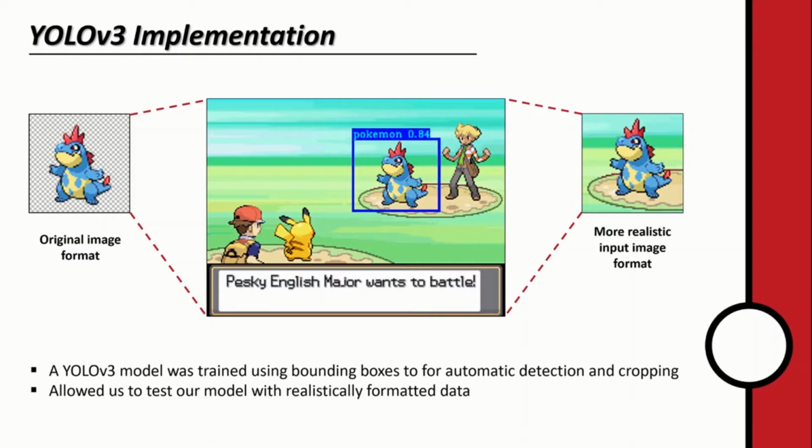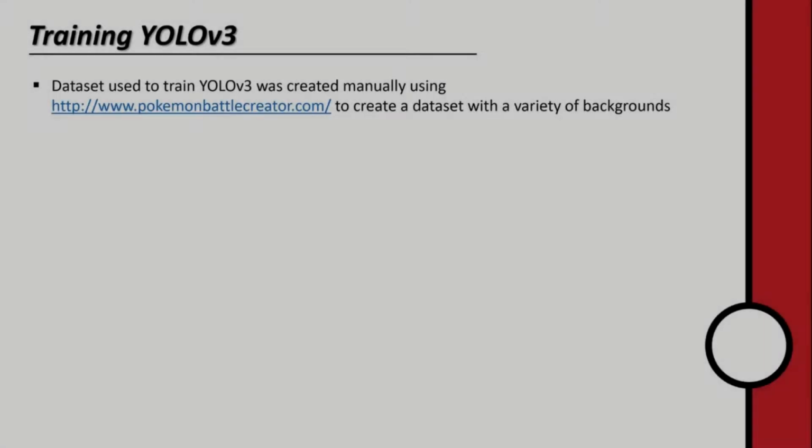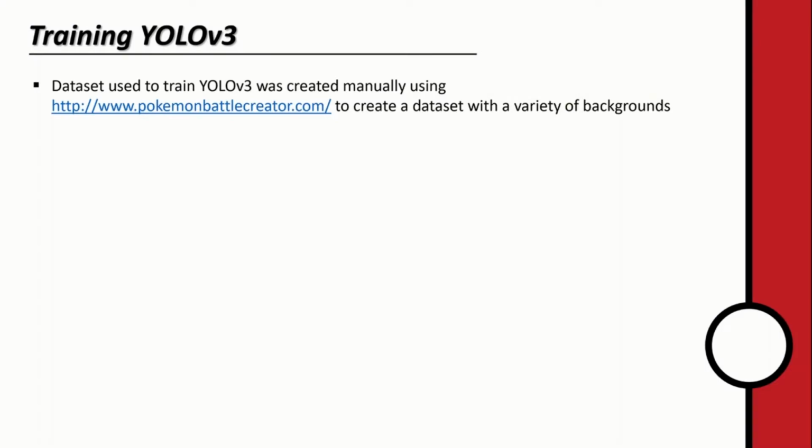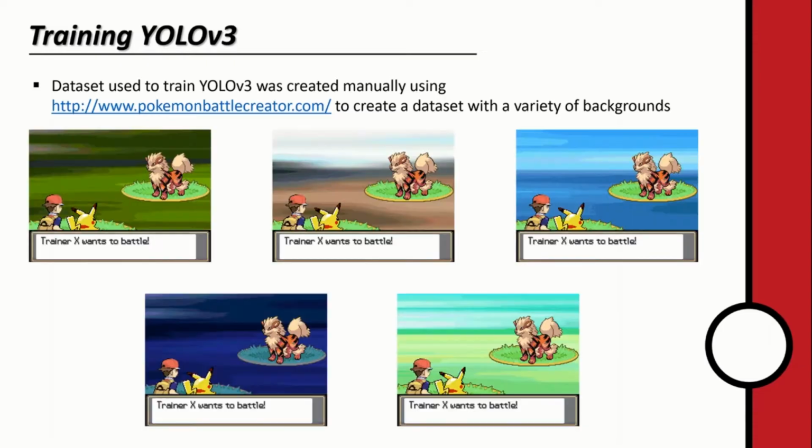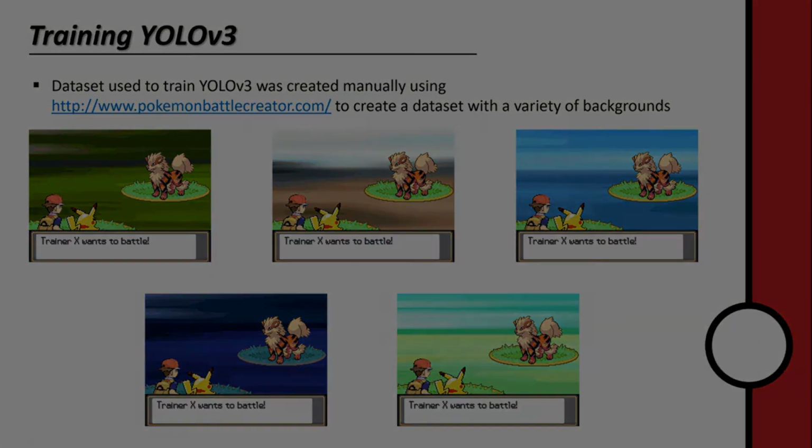By using cropped images from YOLO V3, we can also generate a new testing set with which we can verify the true performance of our model. To train YOLO V3, we'll need to generate some training data. We can manually create a dataset using Pokemon Battle Creator. This platform allows us to further augment our data by altering the background color, and this way our model can adapt to a variety of battle scene conditions.